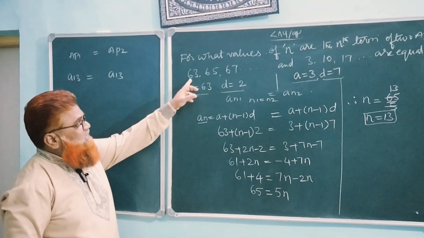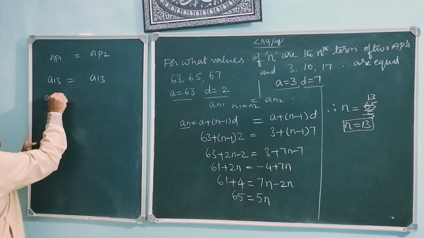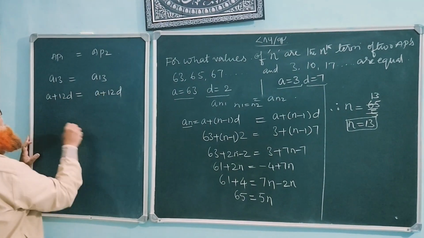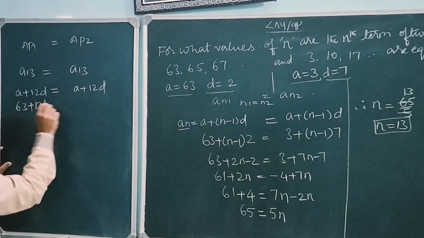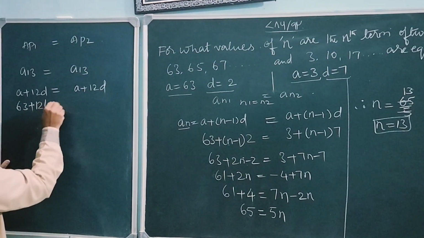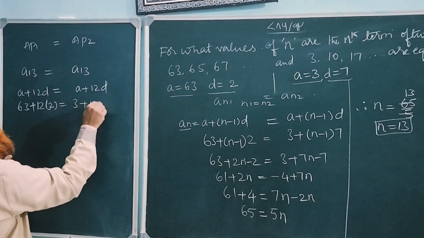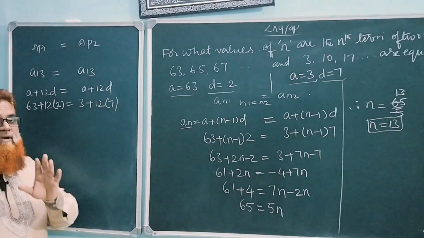What is AP1? 63, 65, 67. Now a plus 12d is equal to a plus 12d. Alright, what is the first term? 63 plus 12 times the difference of the first AP, which is 2. For the second AP, the first term is 3 plus 12 times the difference of the second AP, which is 7. Difference means common difference.